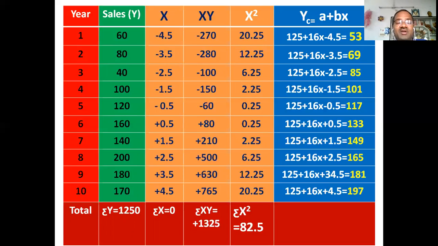Now the only point is how to identify the origin year, because the center year we cannot locate as easily as we did in the odd number case. If 9 years are there, the 5th year will be the origin year, the center year. If it is 7, the 4th year will be. If it is 5, the 3rd year will be. But here it is an even number, 10 years. How can you equally divide?